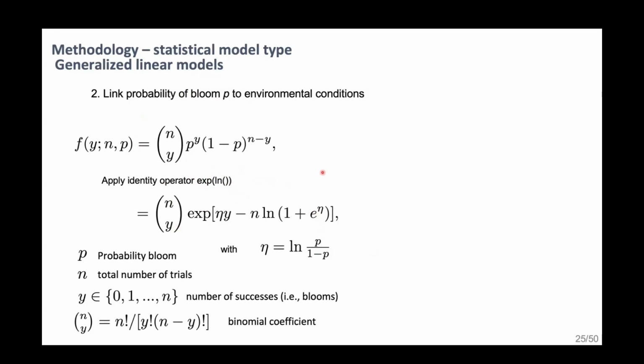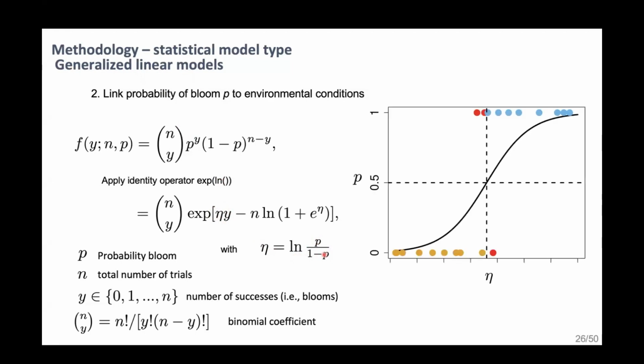And why do we do that? First of all, because we can generalize this idea. We can write it in what we call the exponential form. We can also apply it when we assume other distributions, not just the binomial, but, let's say, the Poisson distribution. And that's why it's called the generalized linear model. But what's even more important is that when you do that, you get this variable, what we call eta, which is defined here. It's the log of the probability of a bloom P divided by 1 minus the probability of a bloom P.